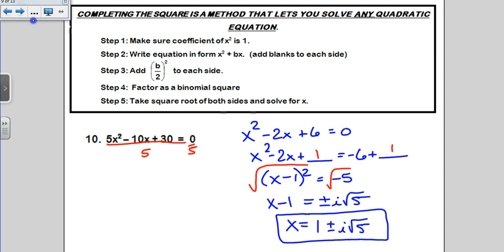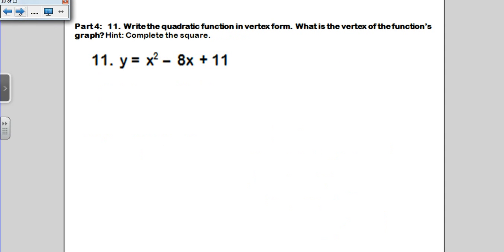Alright, nice job. And our last section is going to have you take a standard form parabola, and we're not solving. What I'm going to have you do is rewrite this in vertex form. And just to jog your memory, vertex form was this guy, where it was x minus h squared plus k. So instead of being foiled out, it was in a more factored form, and that was called vertex form.